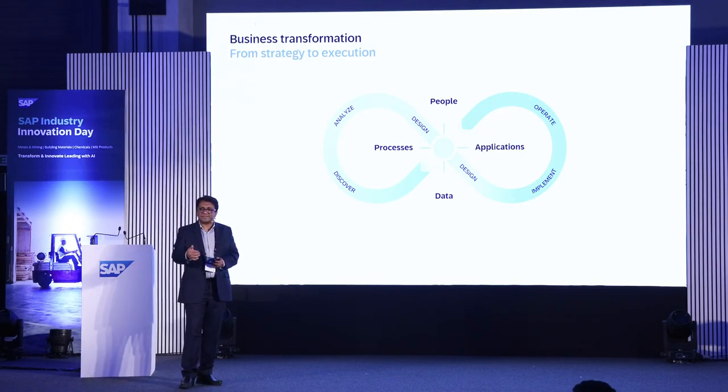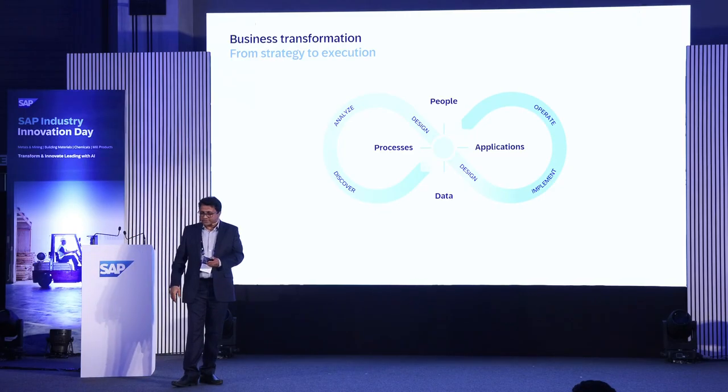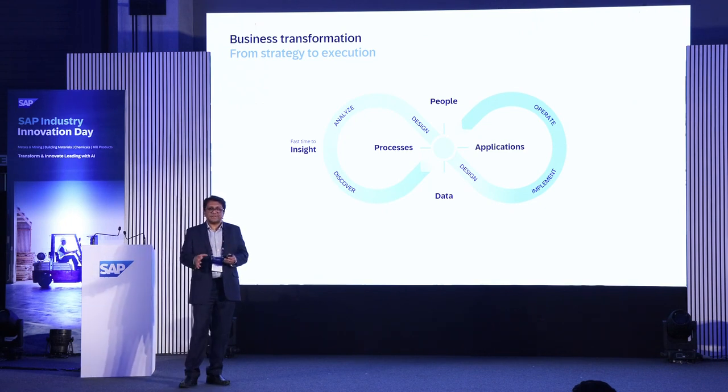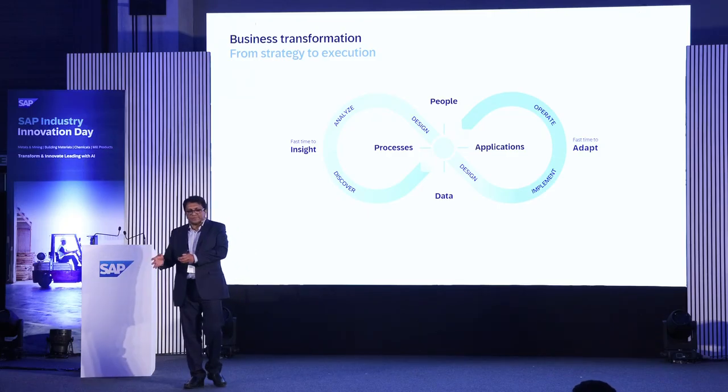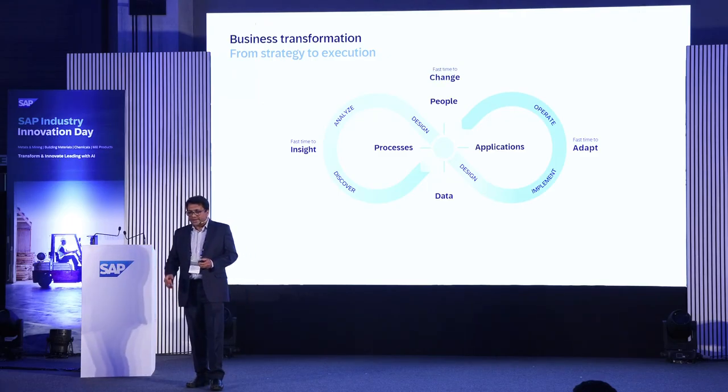You start from the process: discover, analyze, and design the to-be state, then design the application which enables that process, implement it, and operate it. And this is a continuous loop. SAP's vision is to optimize this full loop, with faster time to insight in discovering and analyzing your process, and in implementation, accelerating the time to adopt and adapt to the new requirements of the organization. And from a people perspective, faster time to change.